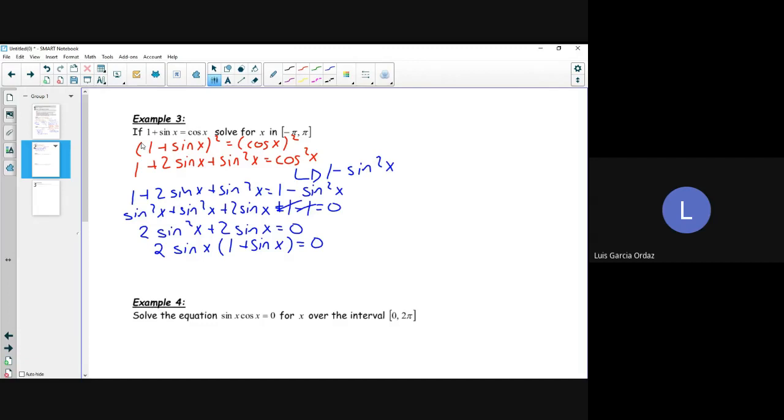And now we have two sets of roots. So our first root is where sine x is equal to 0. And the second root is when sine x is equal to negative 1.